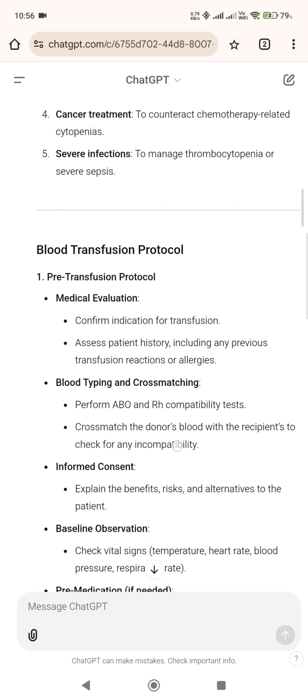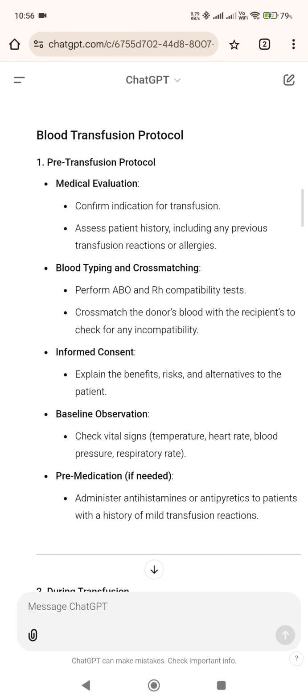Blood transfusion protocol. 1. Pre-transfusion protocol. Medical evaluation: confirm indication for transfusion, assess patient history, including any previous transfusion reactions or allergies. Blood typing and cross-matching: perform ABO and RH compatibility tests. Cross-match the donor's blood with the recipient's to check for any incompatibility.